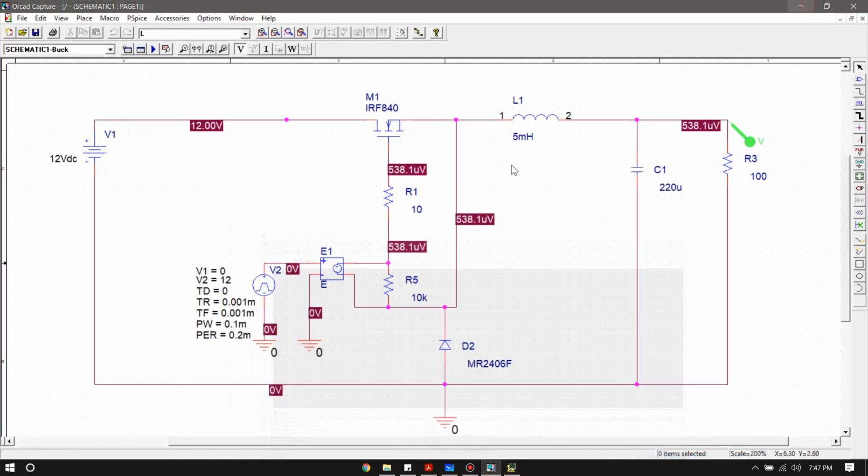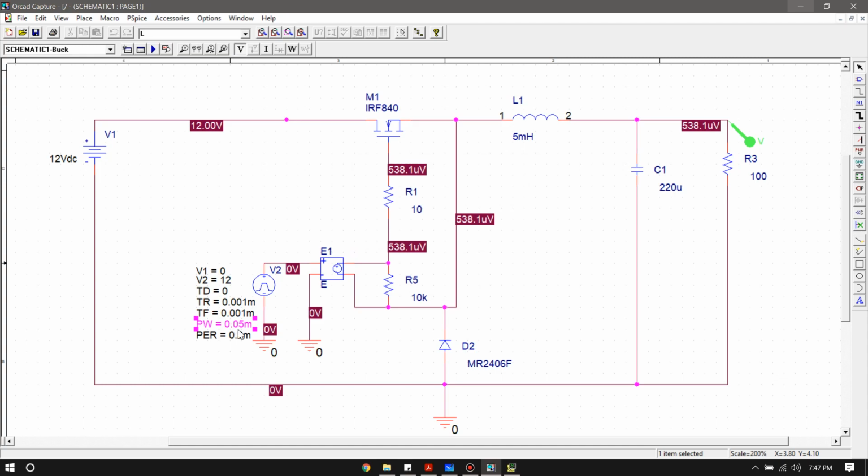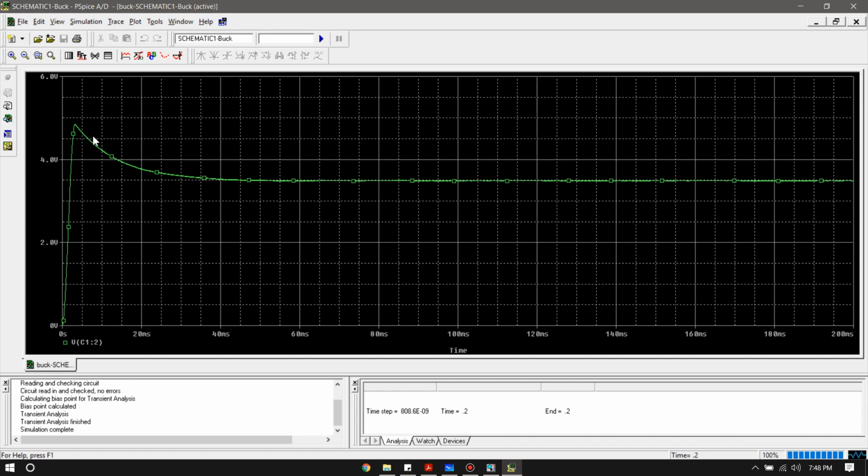Okay, now if we change this value, so let's say we make it 0.05, then that is 25% of our input. Okay, so our output should then be around 3 volts, right? So let's run it. And as you can see, after some fluctuation at the beginning, we get close to a value of 3 volts. I think it's a bit larger than 3 volts, but that's okay.